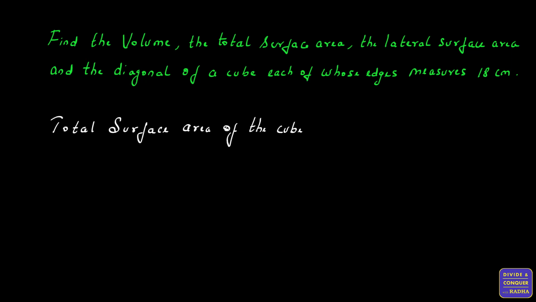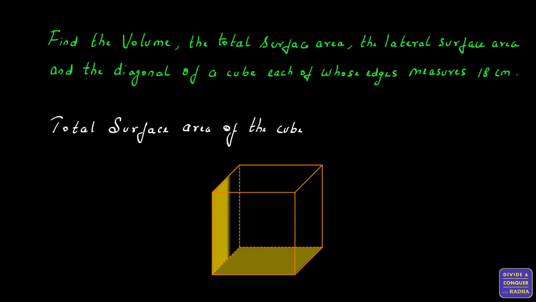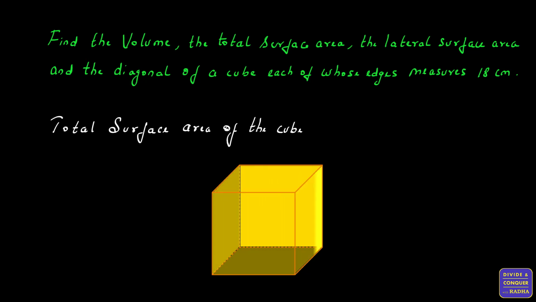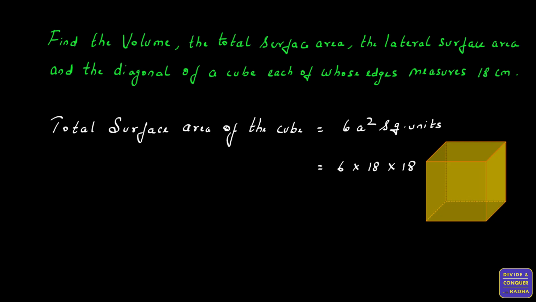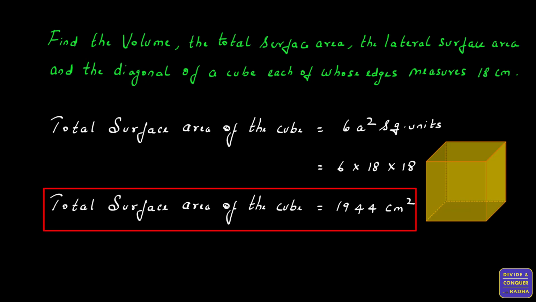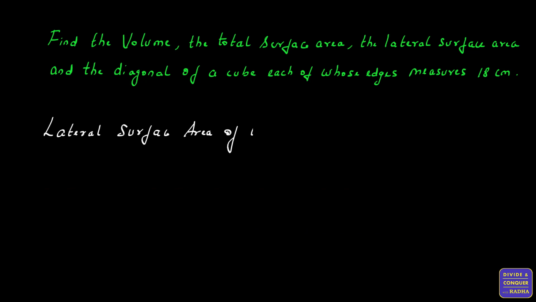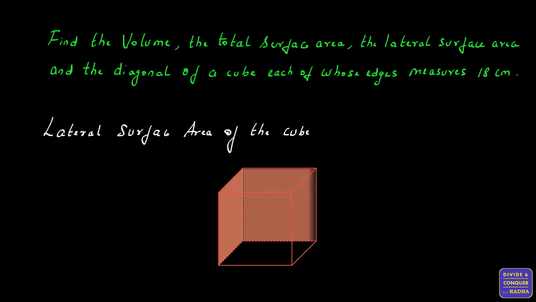Total surface area corresponds to the entire surface of a cube, and it's calculated using the formula 6A squared units. So substituting the given side, we have 6 into 18 into 18. On multiplying, we get 1944. Therefore, total surface area of the cube is equal to 1944 centimeter square.